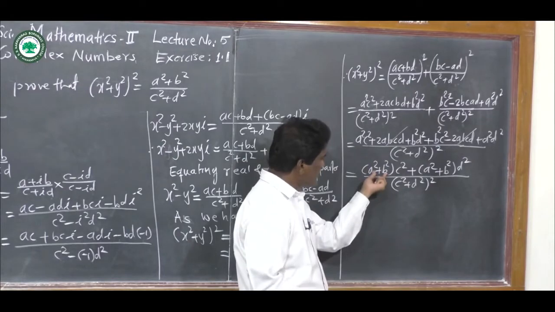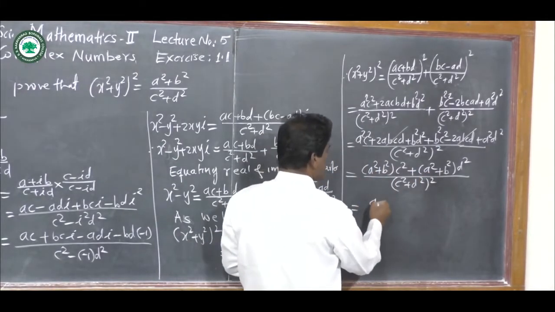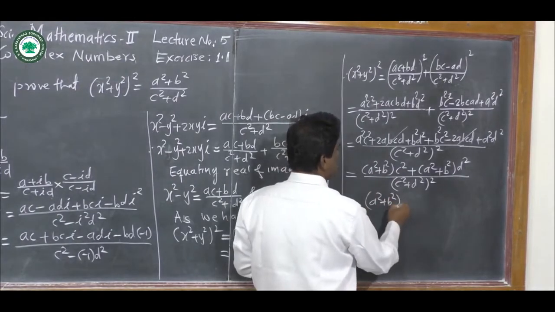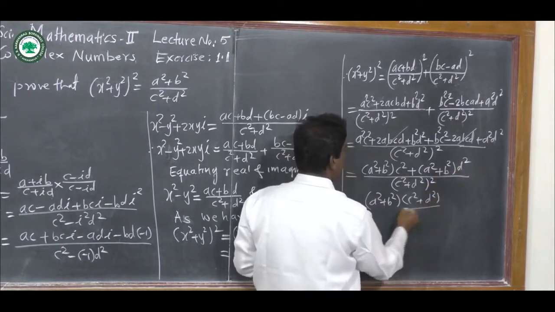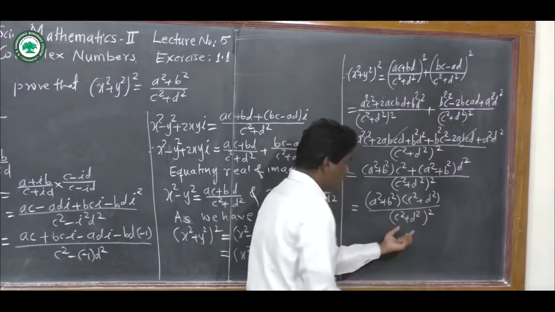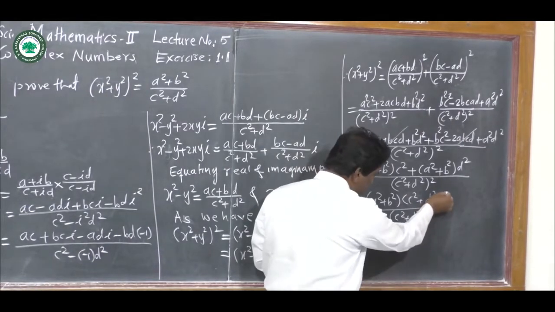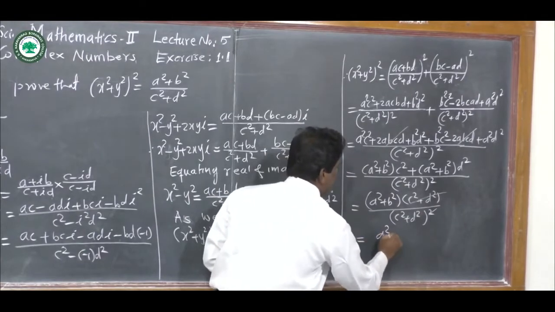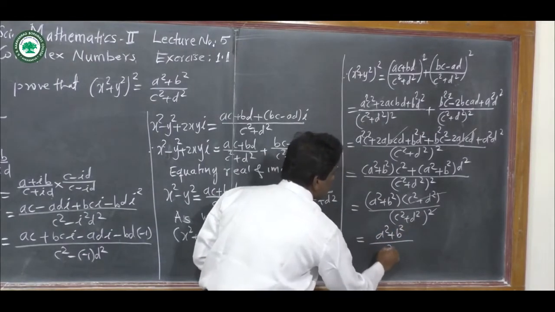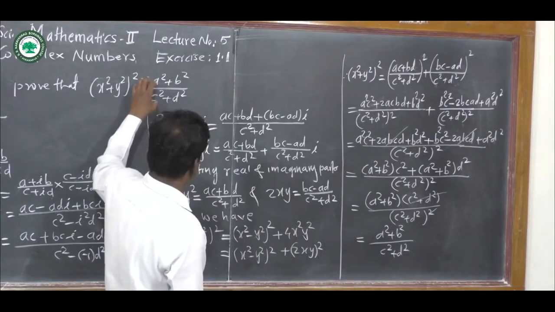Now again here a square plus b square, here also a square plus b square, we take common, and therefore we get a square plus b square common, and in the second bracket c square plus d square, divided by c square plus d square bracket square. Here bracket square means this appears two times, so this c square plus d square gets cancelled, and lastly we get a square plus b square upon c square plus d square, and we have to prove this. This is the right hand side.